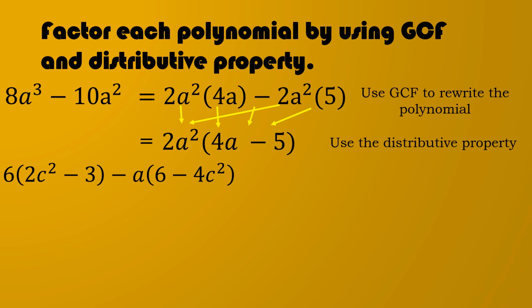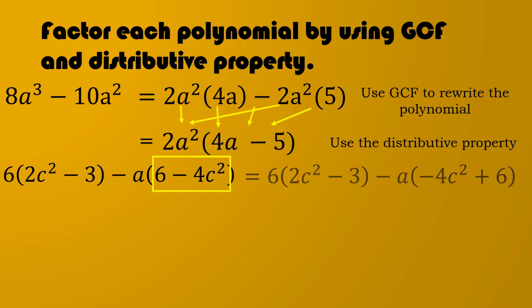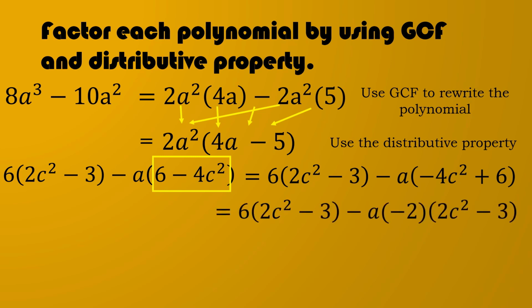6 times quantity 2c squared minus 3 minus a times quantity 6 minus 4c squared. First step, we will rewrite 6 minus 4c squared as negative 4c squared plus 6. This will give us 6 times quantity 2c squared minus 3 minus a times quantity negative 4c squared plus 6. Then, to have common factors, we will factor out negative 2 from negative 4c squared plus 6 to make it common with 2c squared minus 3.